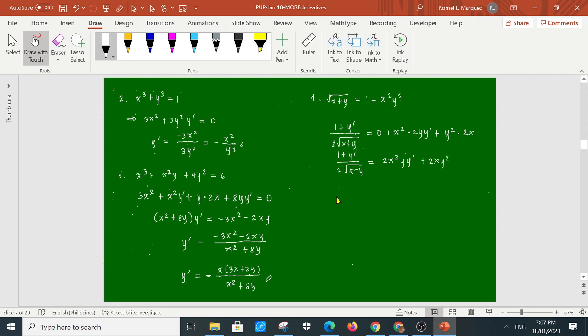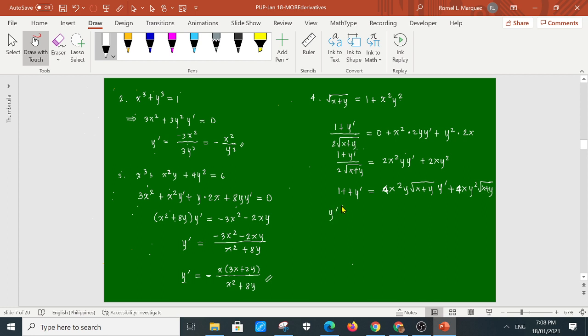So, we now multiply by this denominator, no? So, 1 plus y prime is equal to 2x squared y square root of x plus y. Magiging 4 na to. Yan, 2 times 2, 4. Y prime plus 2x y squared times 2 ulit. So, 4 times the radical x plus y. Okay? So, ito may radical, ito may radical.